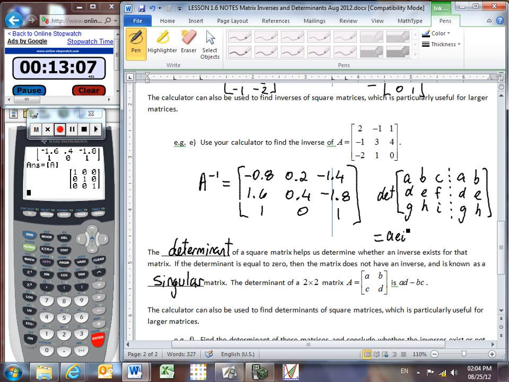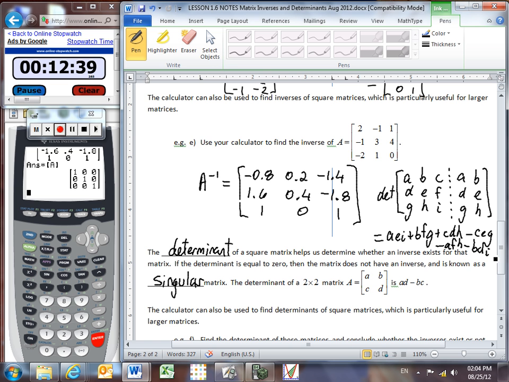So AEI, BFG, CDH. But then we're going to subtract the ones coming in this direction: CEG, AFH, and BDI. And then, of course, we would just substitute and evaluate.